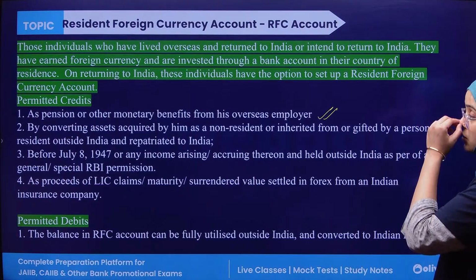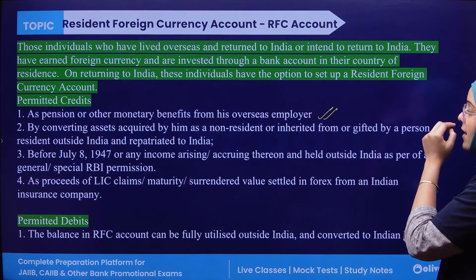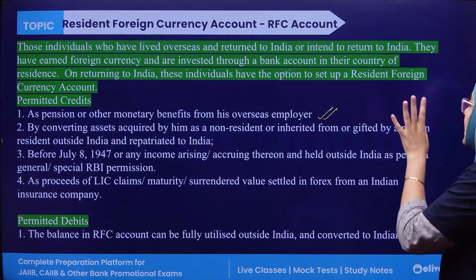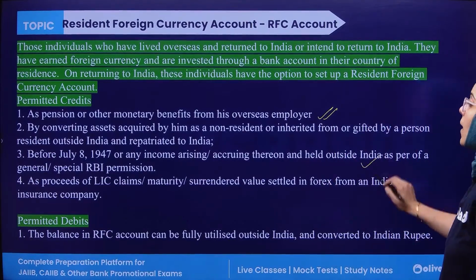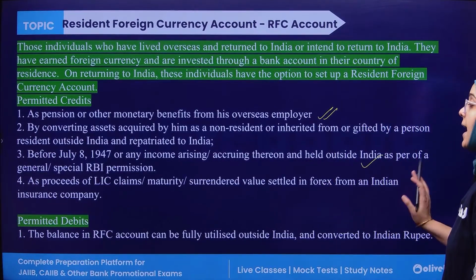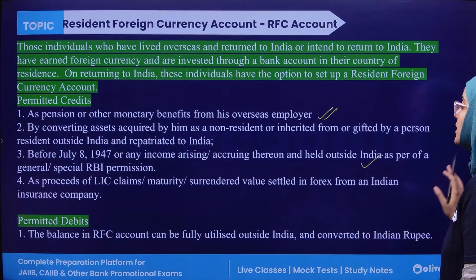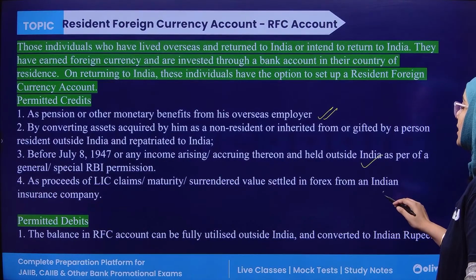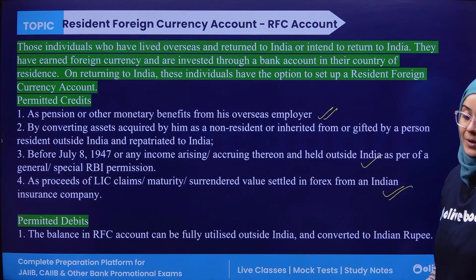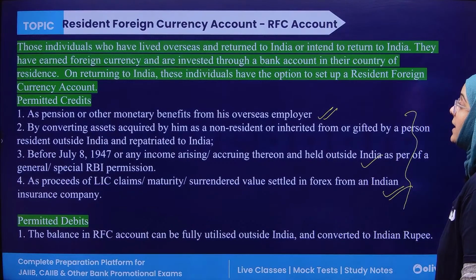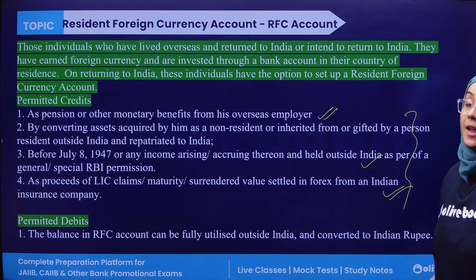Before 8th July 1947, if you have any income arising or held outside India, this requires special RBI permission. Any proceeds of LIC or claim or maturity which is settled in foreign exchange from the Indian insurance company. These are all the permitted credits in the RFC account.